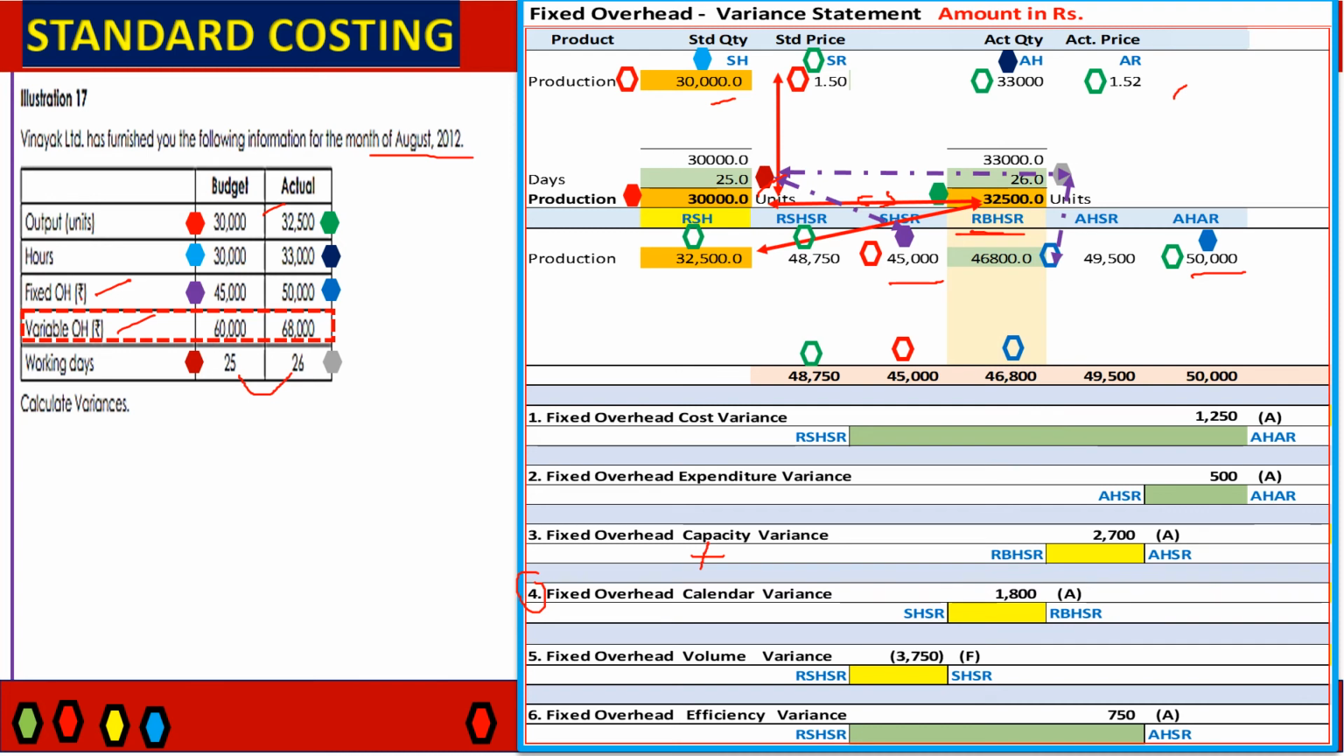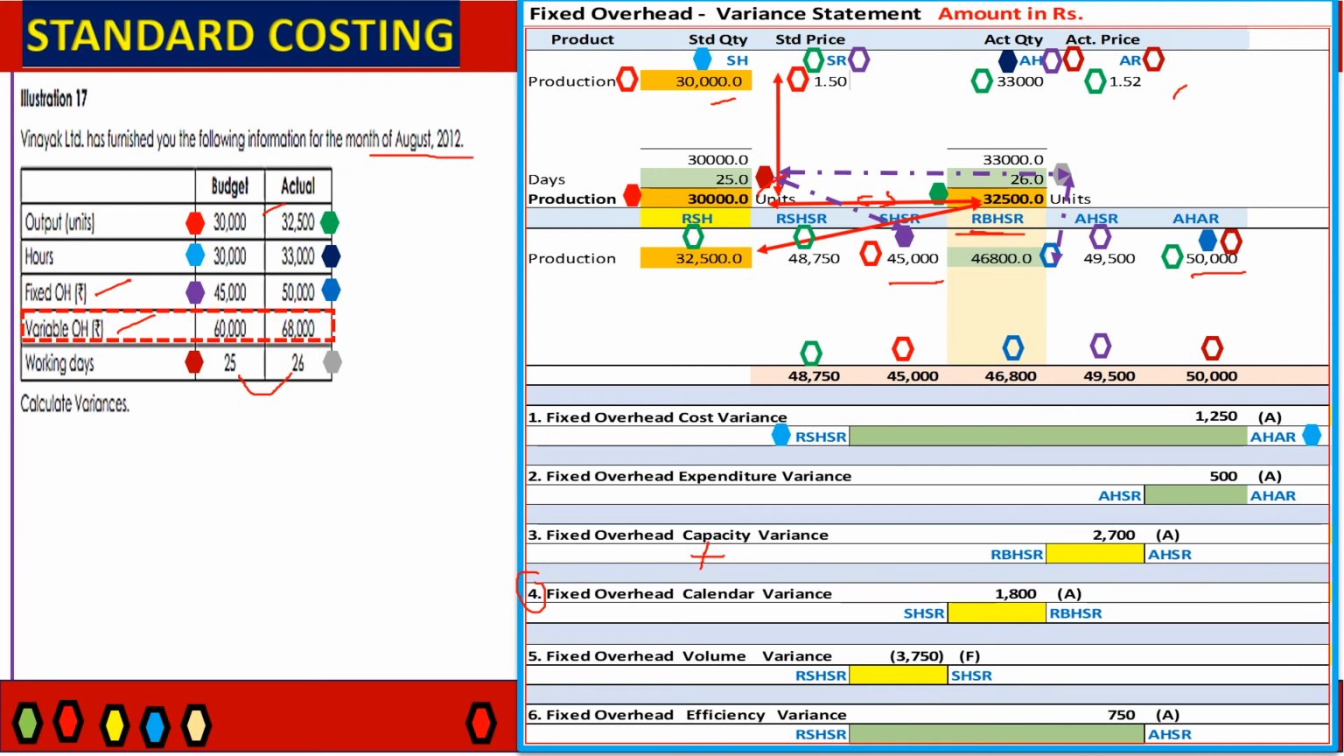Once this is done, it is a matter of filling up the other two. AHSR, 33,000 into 1.5, 49,500. AHAR is already given. AHAR is 50,000. It is already there. And we need to just post it. Once you post, it is only a matter of putting the formula.